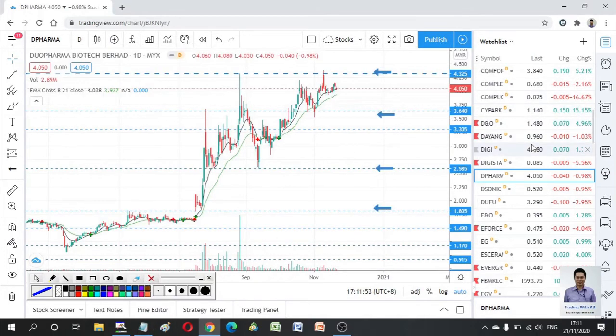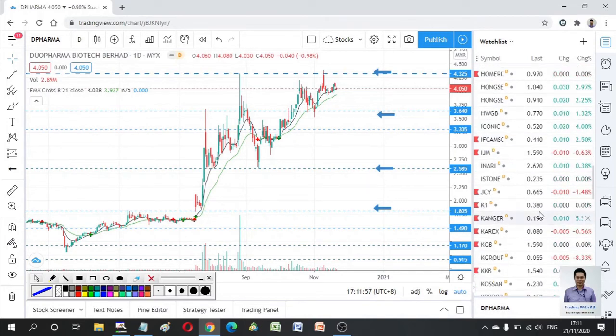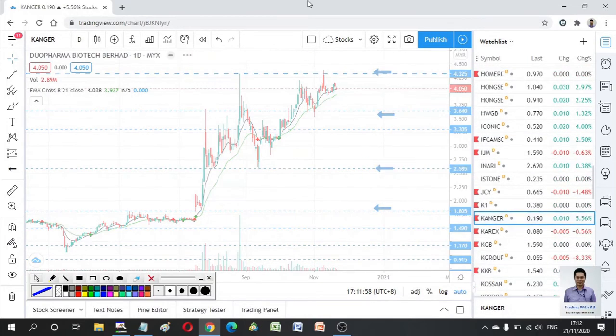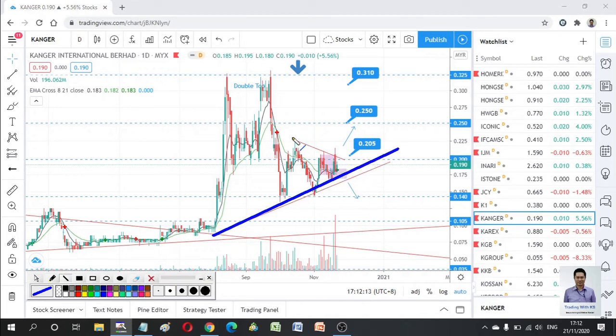So we look at Kanga. Kanga is another China vaccine. Okay, so now the price is here, in a triangle pattern.